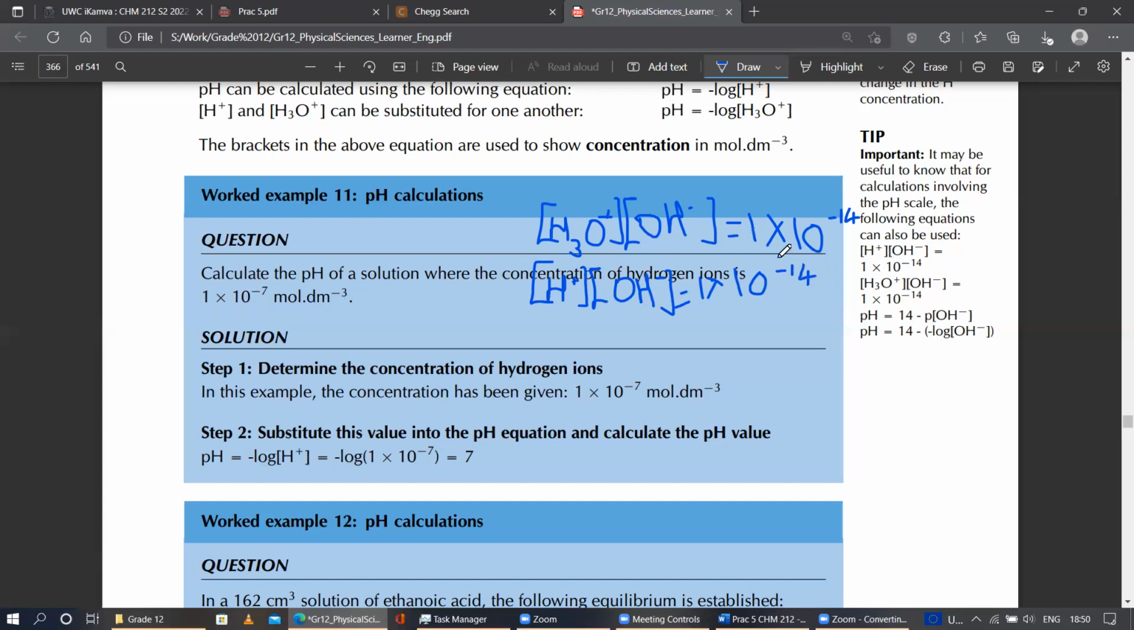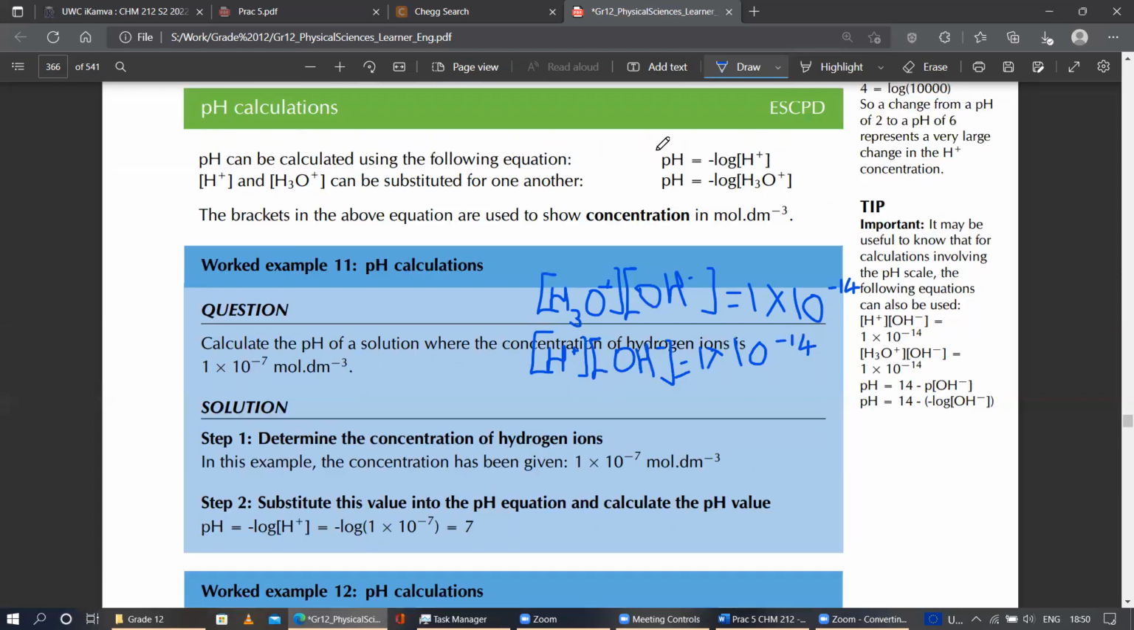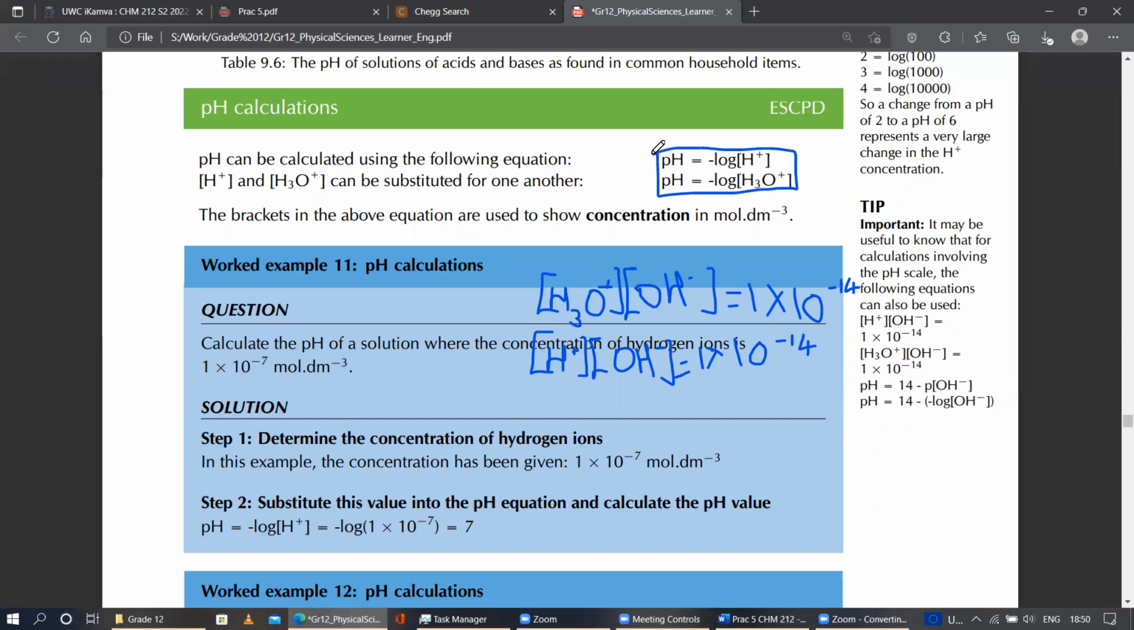So basically, the equations that you need to memorize are these, but they'll probably give you these in the back of your question paper, and these two. They won't give you these two equations, so you're going to have to try and memorize them.